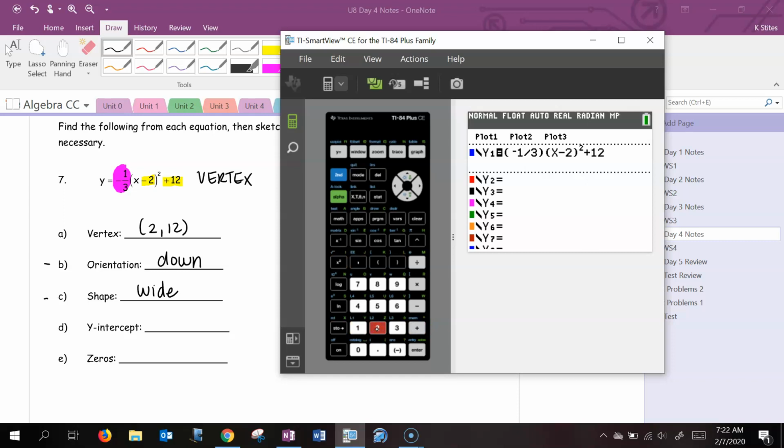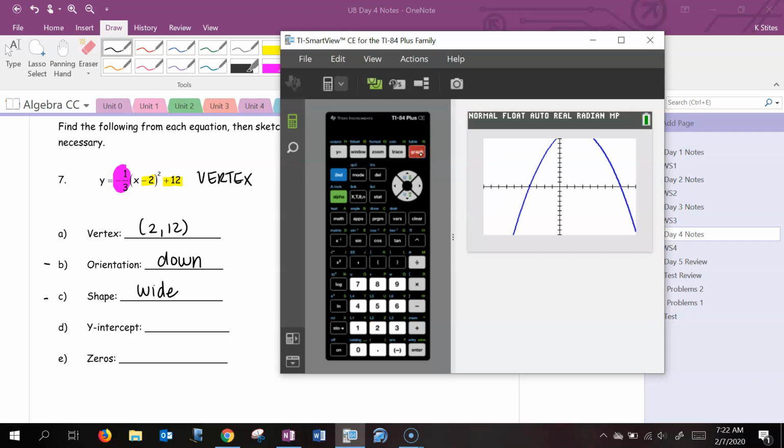Okay, so just take a minute to get that typed in. Notice I'm putting parentheses around my negative 1/3. Okay, and then when you're ready, you can go ahead and graph it. Okay, so notice this is opening down. Like we said, it is very wide. Your vertex would be up here, 2, 12.